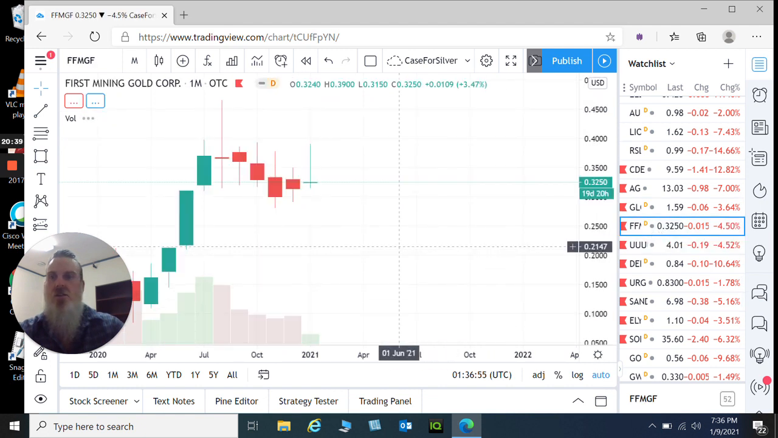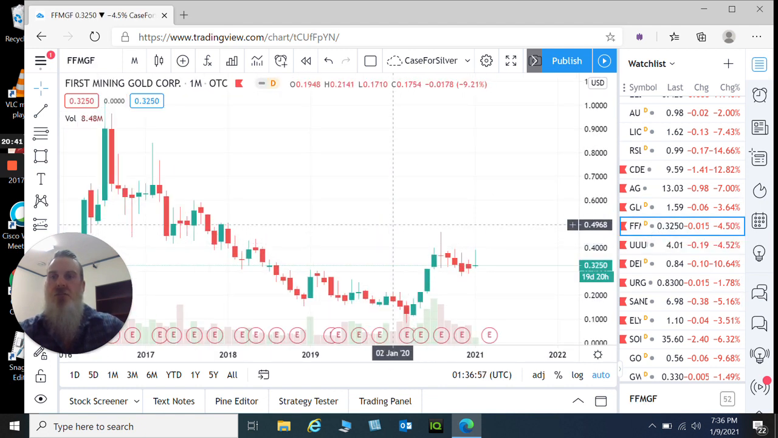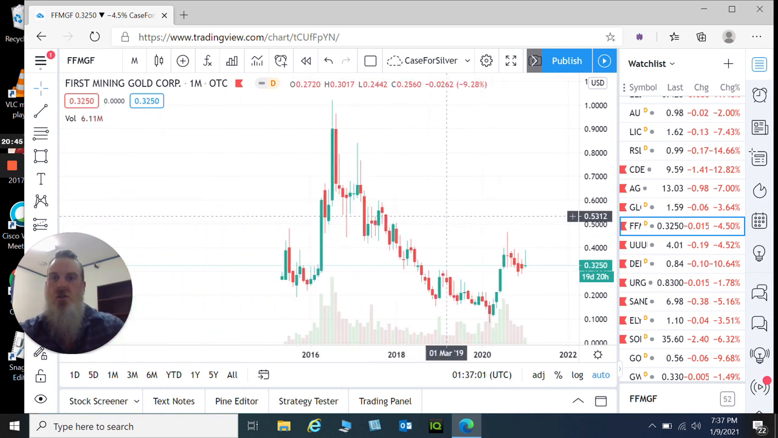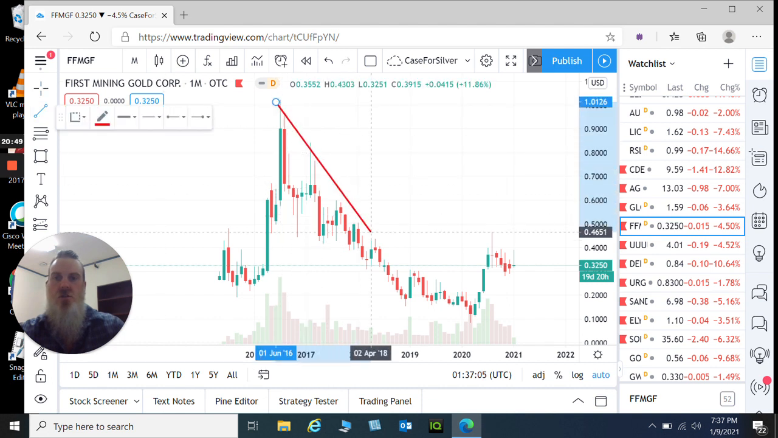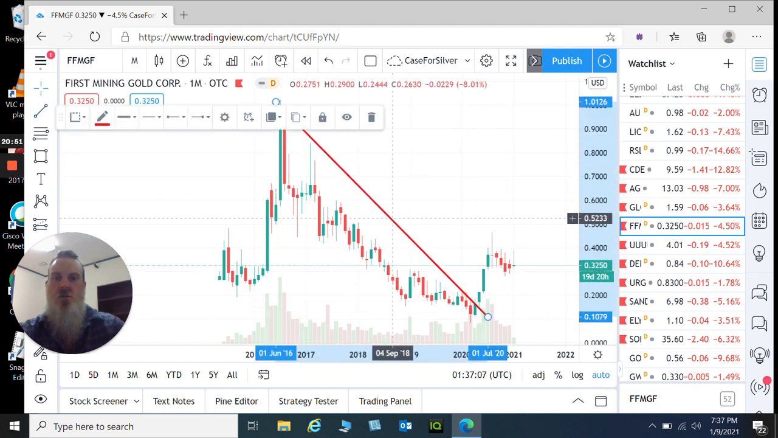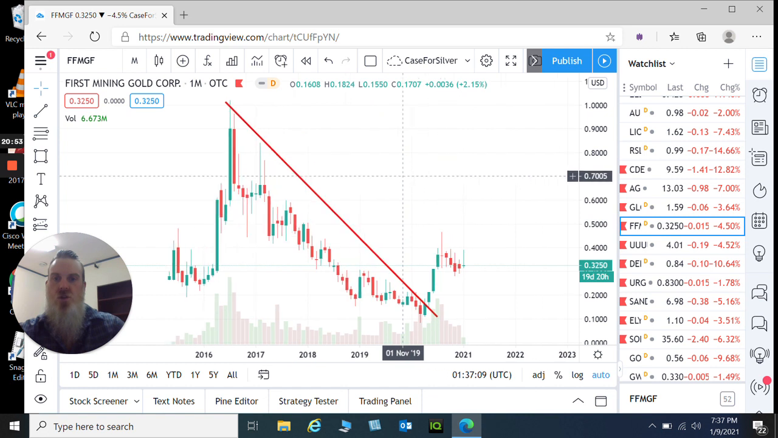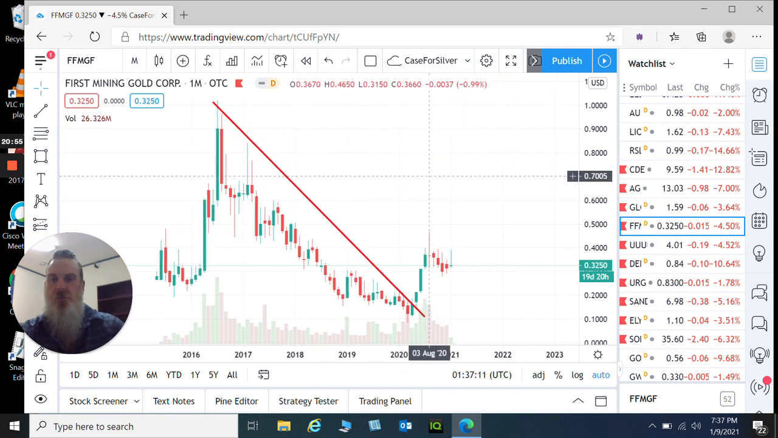Next, FFMGF, First Mining Gold Corp. Cool, clean chart. Okay, downtrend line, you can draw some more there if you wish. All right, so we went up.